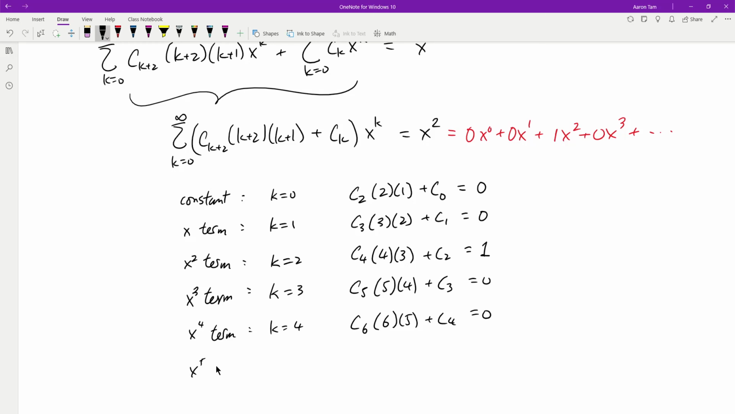And let's do one more, the x to the fifth term, which is k equal to 5. That would be c sub 7 times 7 times 6 plus c sub 5, which also equals 0. And then this continues on forever.